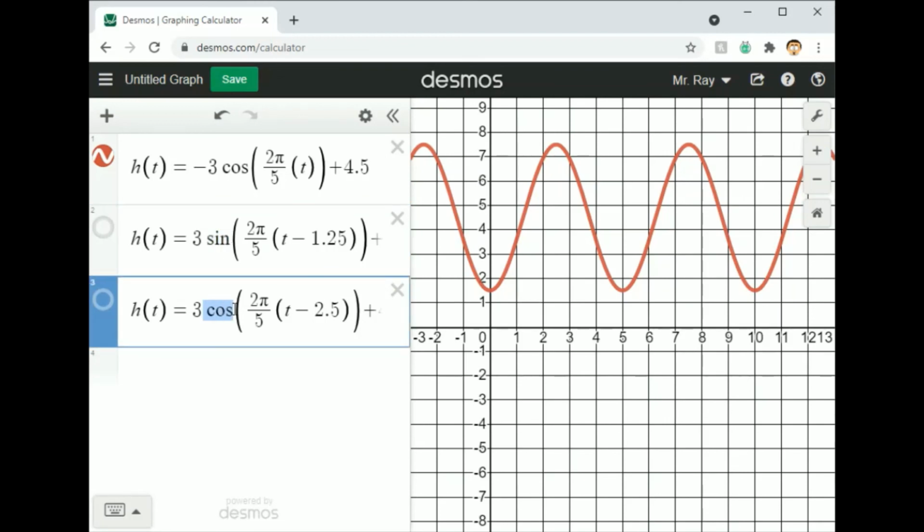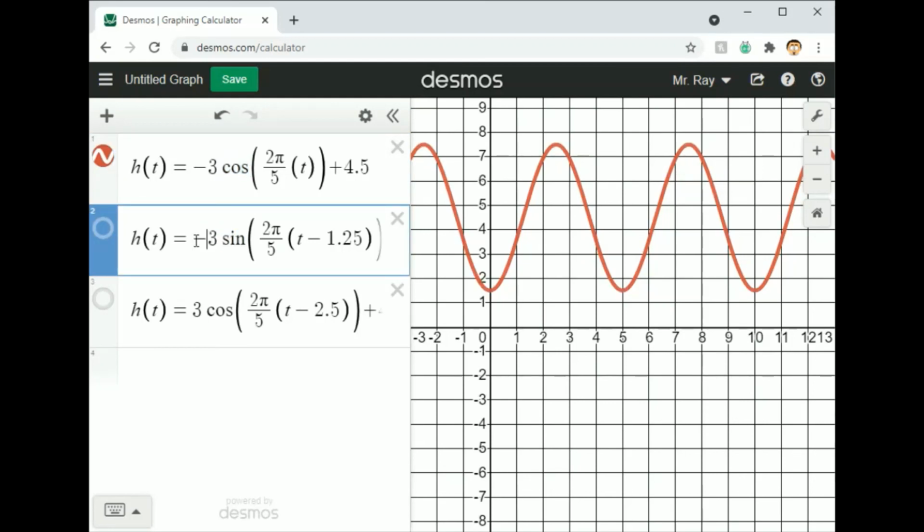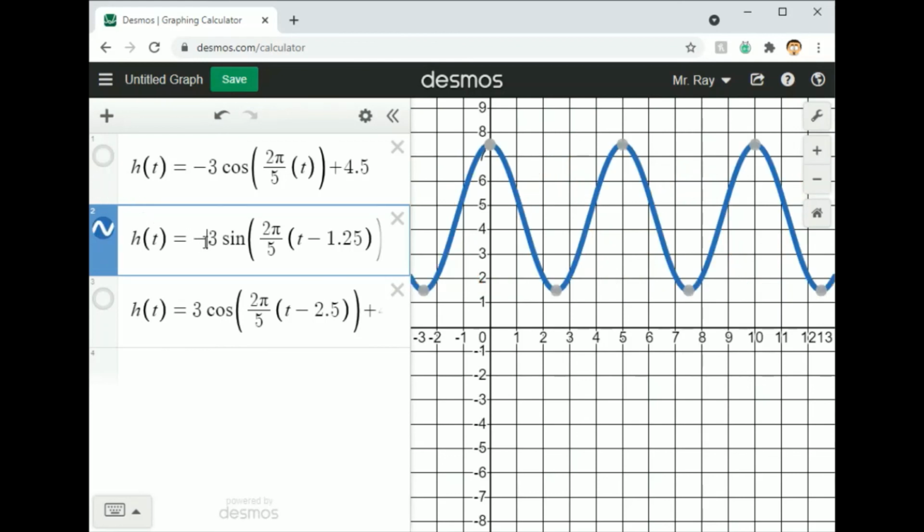There's not one that's better than the other. It usually depends on where the graph starts. If it starts at the rest position, sine's usually a good bet. If it starts at max or min, cos is usually a good bet. If it starts at a rest position and goes down instead of up, then use sine with a negative in front of it and it just flips everything. So yeah, that's all that negative sign does is flip it.